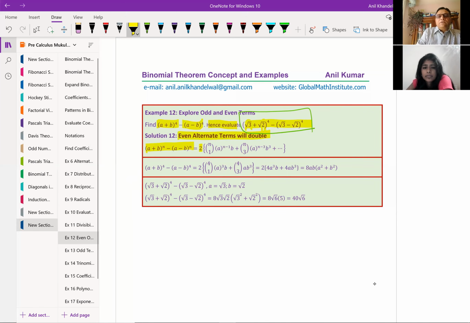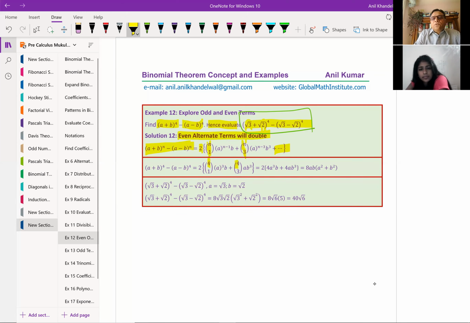Even alternate terms are with nC1, nC3 and so on, where the number is odd. Do you see that? So they double up. This expansion basically is 2 times [nC1 a to the power of n minus 1 b plus nC3 a to the power of n minus 3 b to the power of 3, and so on]. As soon as you write nC3, you know what the other terms should be, right? So that becomes your series. Perfect? Now, because we know n is 4, substitute 4 here, 4C1 and 4C3.